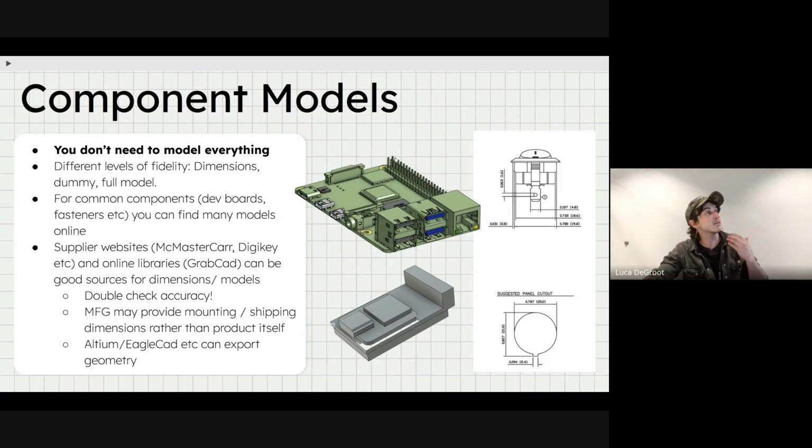If it's something like, so you can see, I said different levels of fidelity: dimensions, dummy, or full model. So dimensions, this is what the switch came out of from DigiKey. So I could get the dimensions and just design a hole for it. This is like the panel cutout that was suggested. So a lot of these things might have dimensions for mounting.